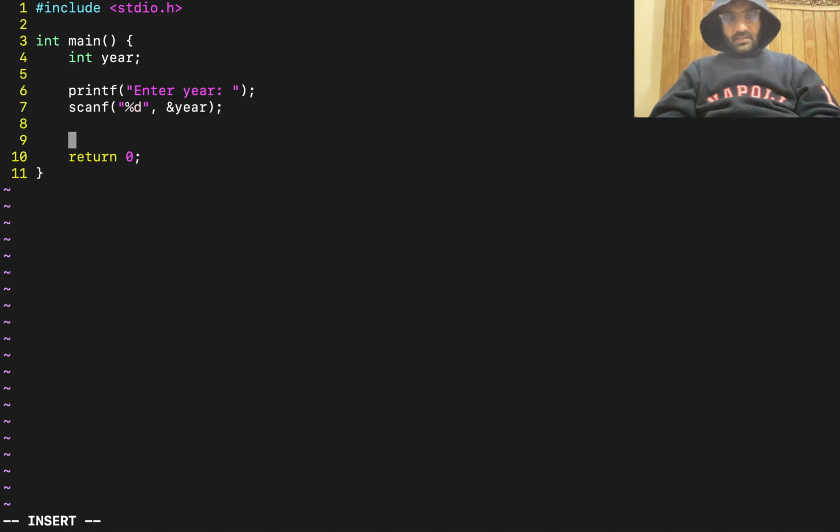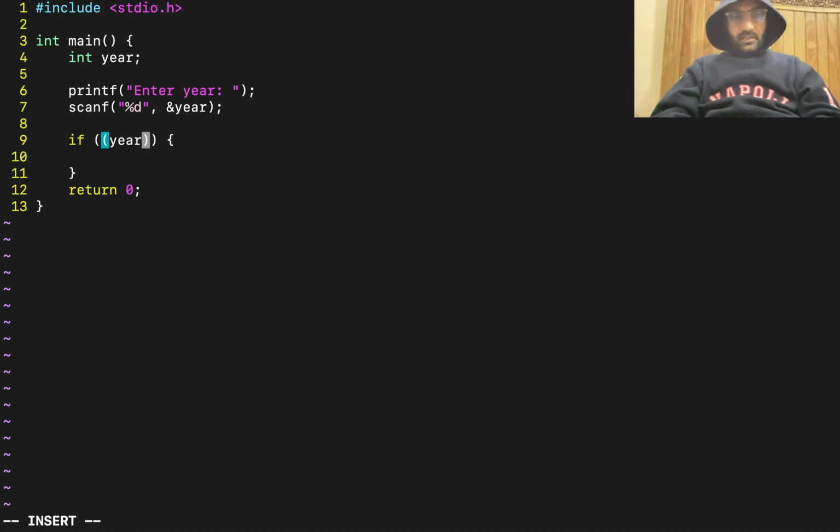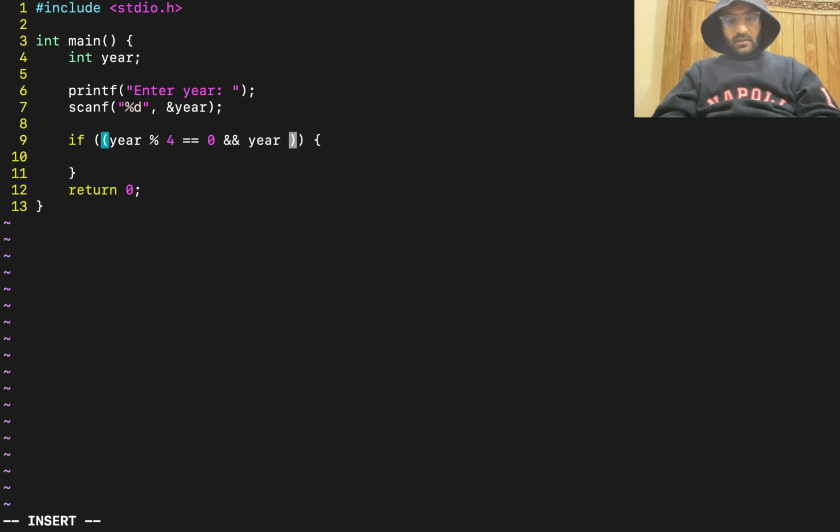So there are some certain rules for the leap year, so we need to check that. The first rule is, if the year is divisible by 4, then it means it's a leap year. But not only this, we have to check one more thing: if the year is not divisible by 100, then it means it's a leap year. And there's another, which is a confirmed case: we will check if the year is divisible by 400, then it means it's a leap year.